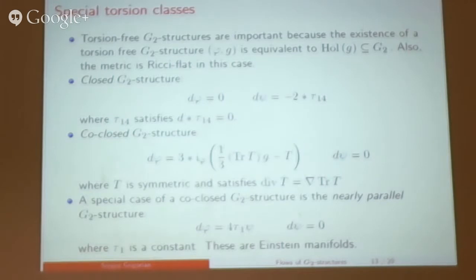Okay. So an interesting special case of co-closed G2 structures are the nearly parallel G2 structures. So here, suppose our torsion tensor T is proportional to the metric. So it just has the 1-dimensional component, which is defined by tau 1. Then it's easy to see that d phi is proportional to psi, and from this condition we can moreover see that tau 1 has to be constant.